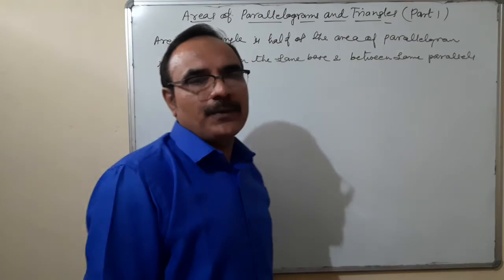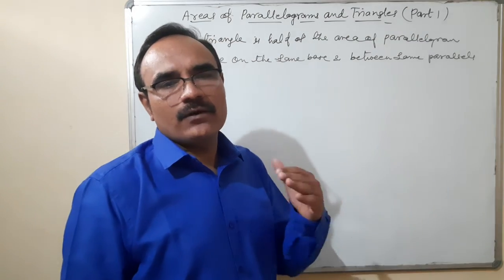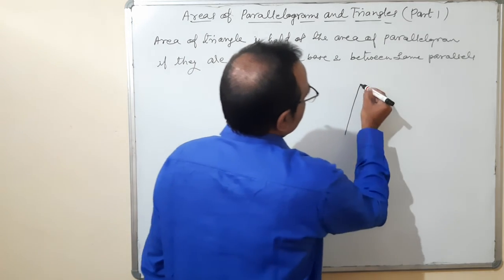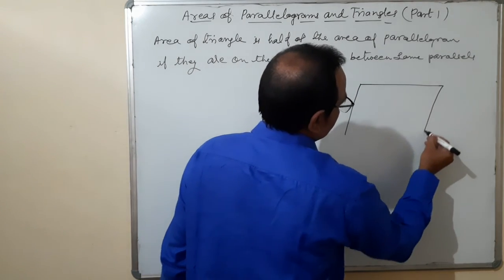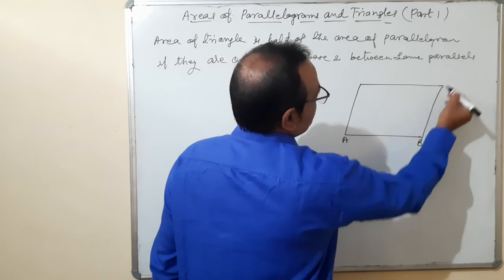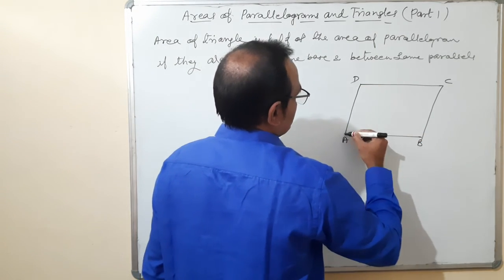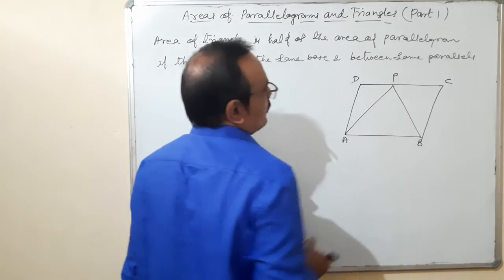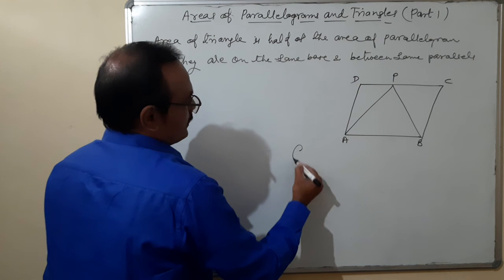Which type of diagram should be made here? One parallelogram, one triangle, on the same base and between the same parallels, like this. This is a parallelogram, and that is a triangle. Okay, so what is given?